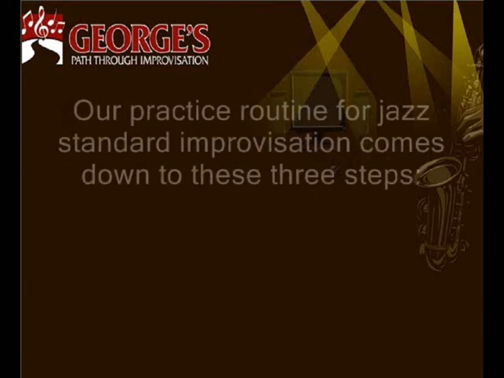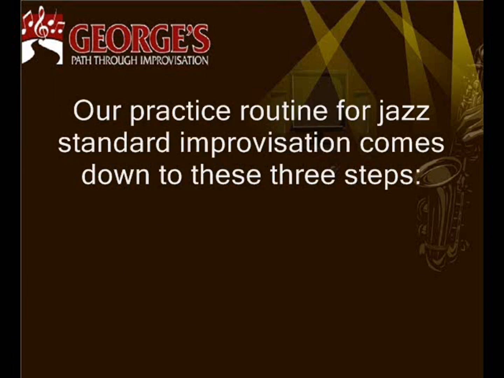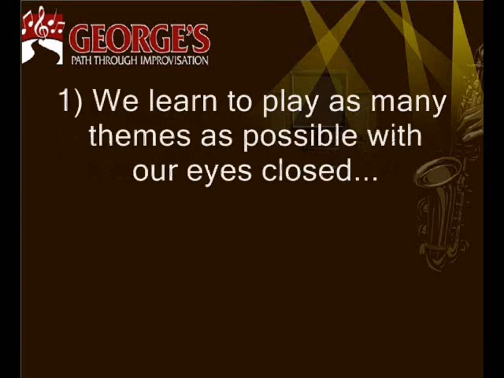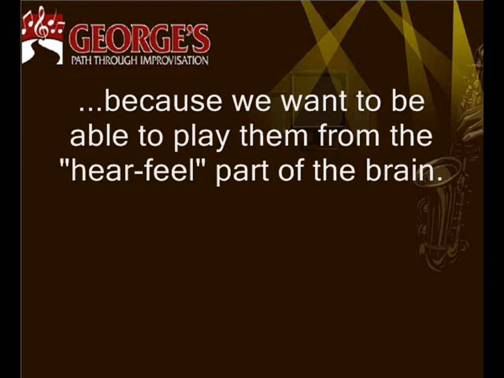So to sum it up, our practice routine for jazz standard improvisation comes down to these 3 steps. First, we learn to play as many themes as possible with our eyes closed because we want to be able to play them from the hear-feel part of the brain.